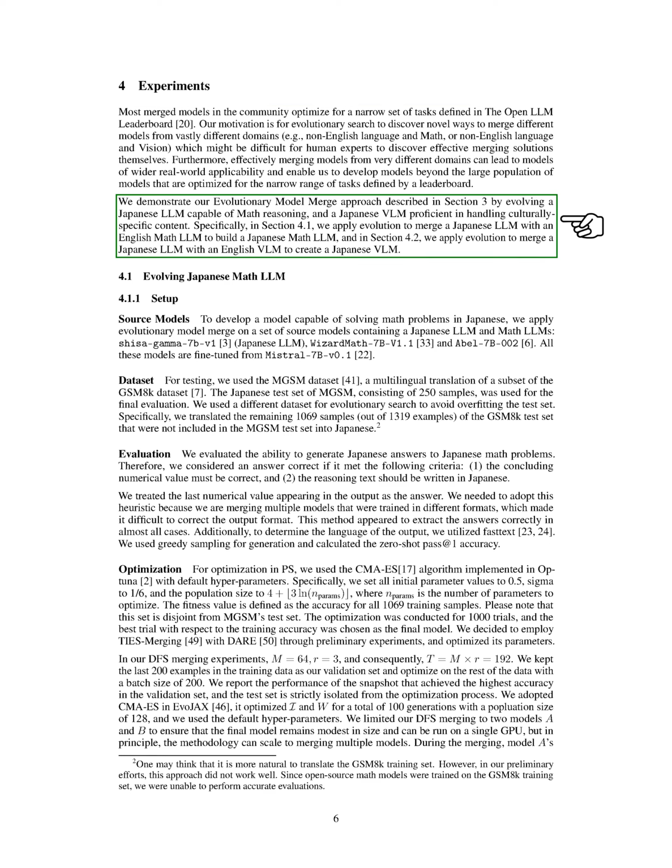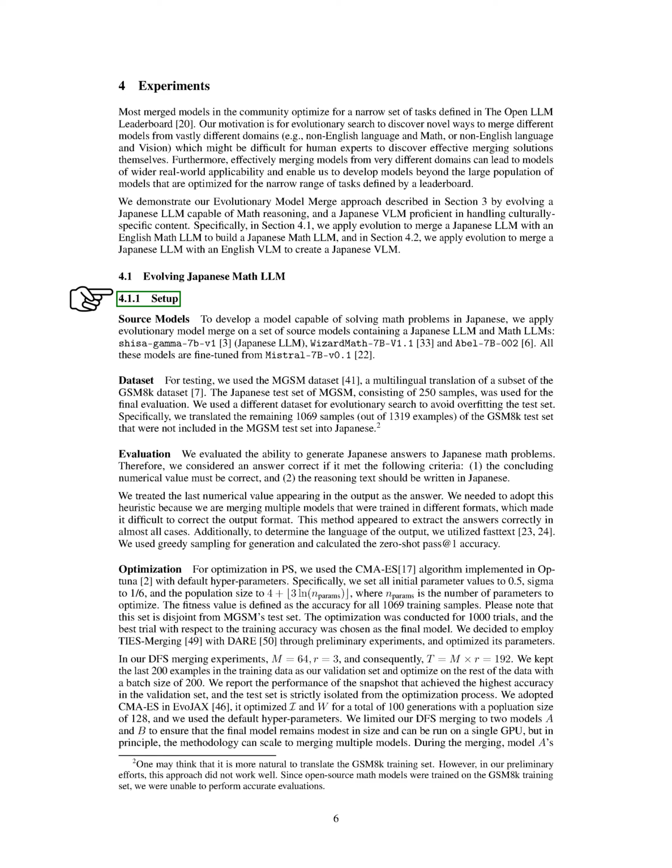To demonstrate our evolutionary model merge method, we evolved a Japanese language model, LLM, capable of math reasoning, and a Japanese vision language model, VLM, proficient in handling culturally specific content. By merging a Japanese LLM with an English math LLM, we developed a Japanese math LLM, and by merging a Japanese LLM with an English VLM, we created a Japanese VLM.